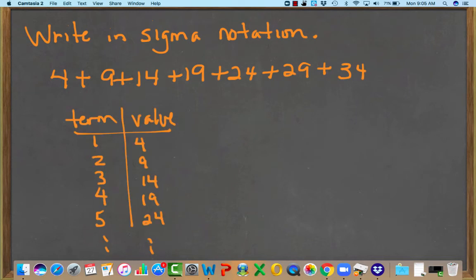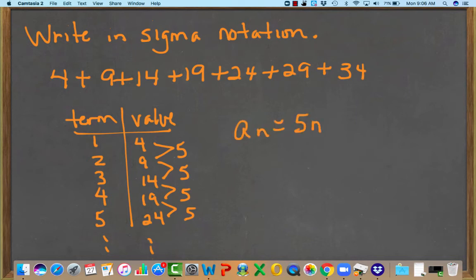I didn't fill in the entire set of numbers because I have enough here to tell what's happening. From 4 to 9 increases by 5. So I can tell that my common difference is going to be 5. So my formula for a sub n is going to be 5n.